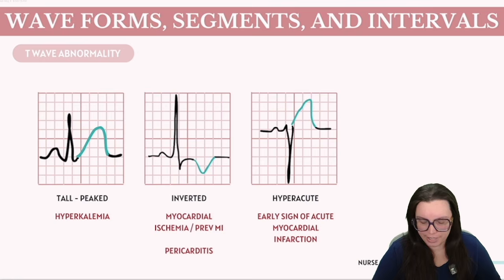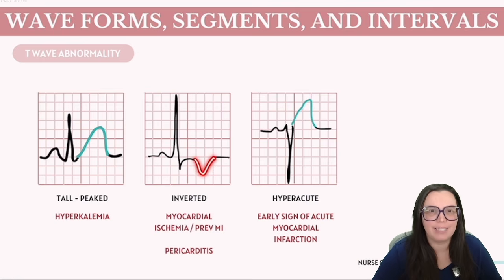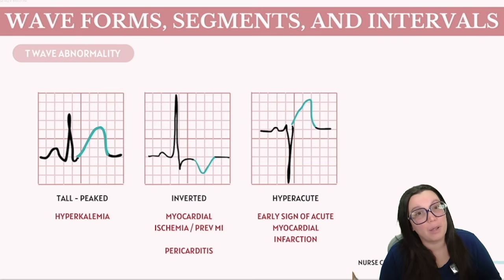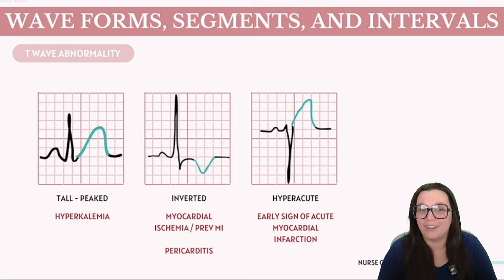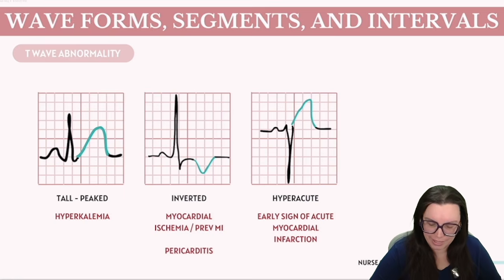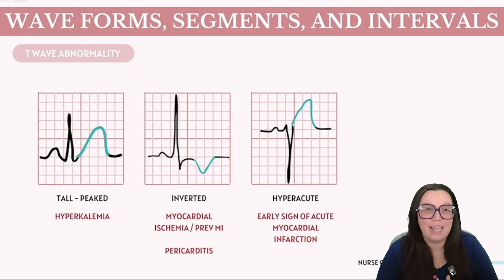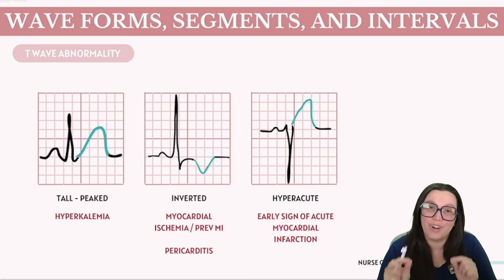There are also some reasons why we might see an inverted T wave. Sometimes a normal variant, it can also signify myocardial ischemia, previous myocardial infarction, or pericarditis, reflecting changes in myocardial repolarization. And lastly, we have hyperacute T waves, where they're really high, really peaked, characterized by a broad base and peaked appearance. Maybe early indicators of some kind of acute myocardial infarction taking place, signaling the initial stages of cardiac injury.